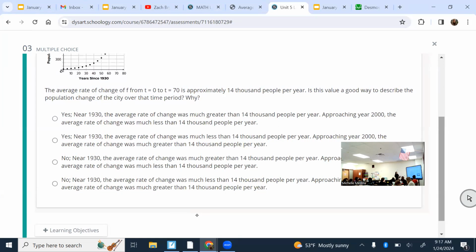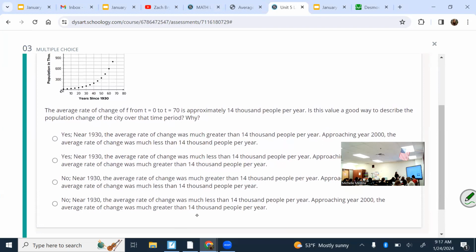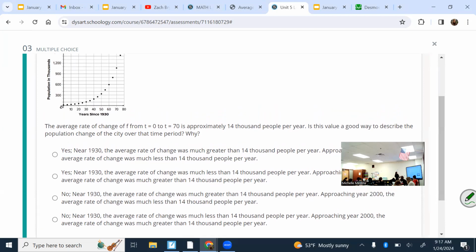So look at the graph that you're given. From t = 0 to t = 70, which I need to scroll up a bit more to even see that point. If I were to draw a line to it, because that's what my average rate of change would be, basically more of a linear thing, would you say that it touches most of the dots? So I would say that it's not a good measure because it really doesn't touch any of the points. So I would probably lean toward no, and the reasons, let's read them.